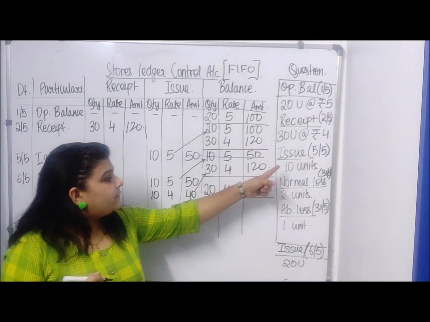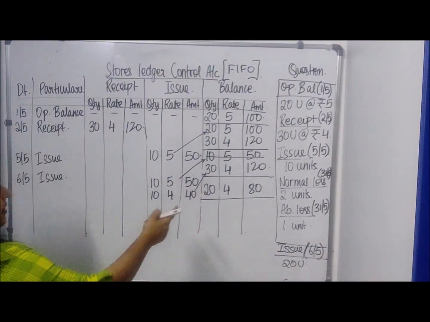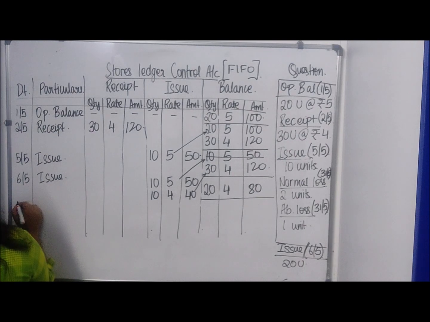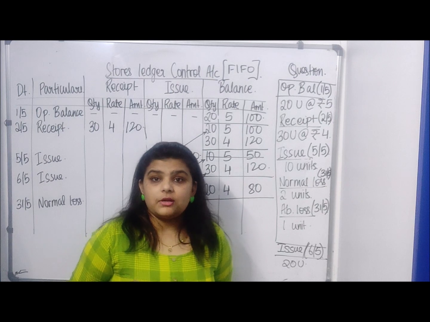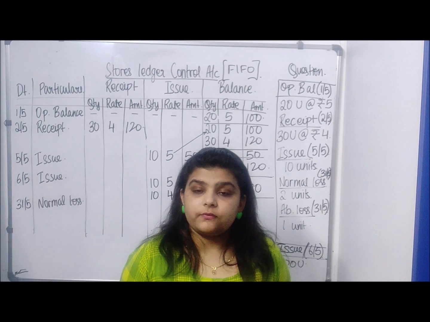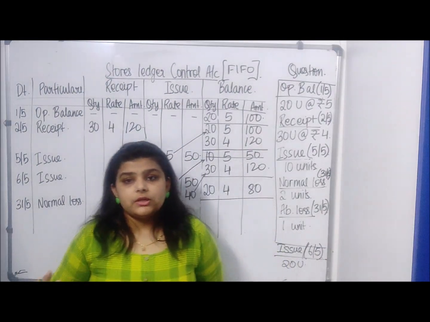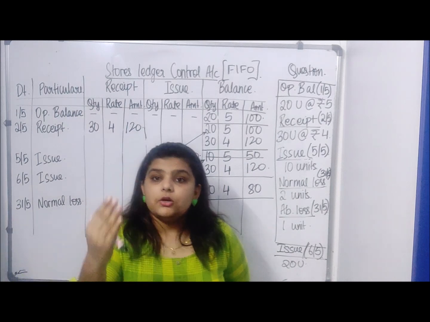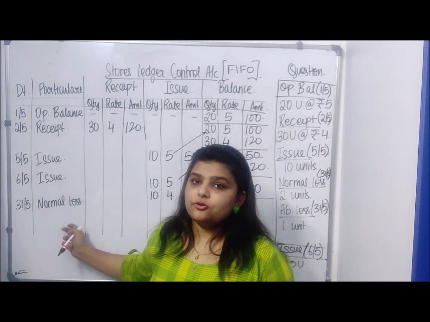Next is the treatment now. I have done this, I have done this. Next is normal loss and abnormal loss. This is on 31st of May. So on 31st of May, normal loss. Now, what is normal loss? Normal loss is the expected loss. If you have seen my normal and abnormal loss video, I had told you what these normal loss units do. Normal loss units put their burden of cost on the good units, inflating their price. Same thing we are going to do here.